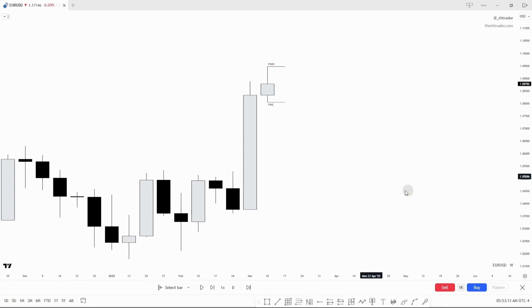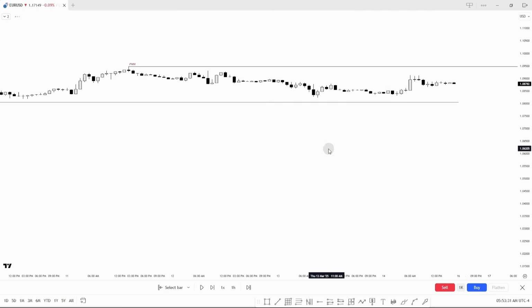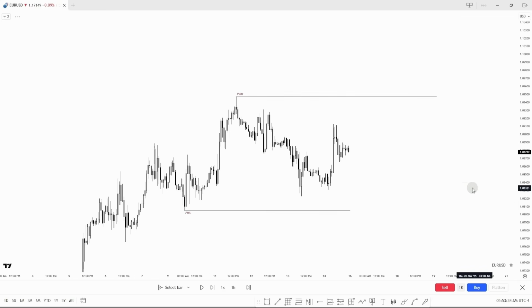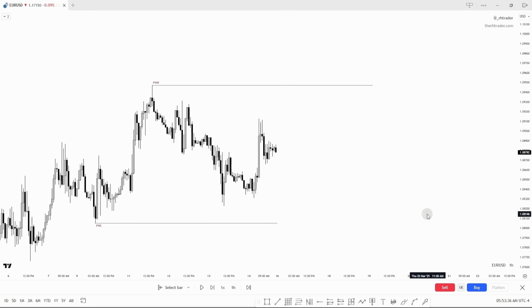Here on Euro USD 1 week chart, I have marked out the previous week's high and the previous week's low. The context behind this is price has expanded higher, and we want to see either a retracement or a reversal. Let's drop down to the 1 hour time frame. And now we want to see price take out this previous week's low, which is the external low, or we want to see price take out previous week's high, which is the external high. Once price does that, then we can position ourselves in the opposite direction.